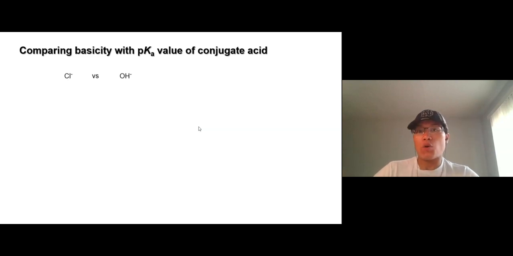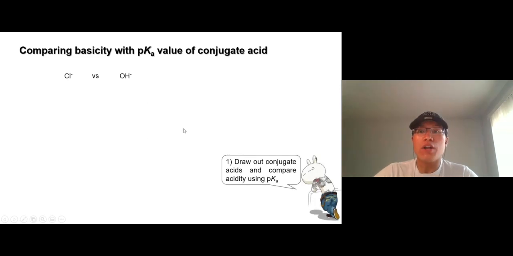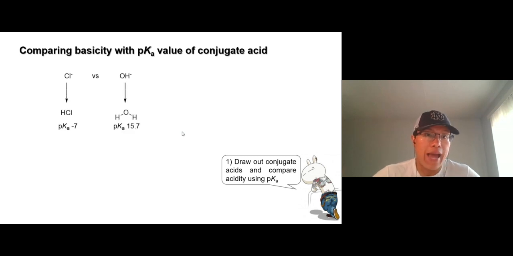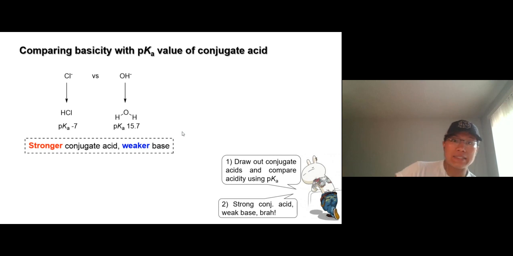Let's say I ask you, we've got chloride ion and hydroxide ion, who's more basic? Now, you don't have to look up pKb. Use the pKa value, and here's how we do it. First of all, you draw the conjugate acids of these two, and you compare the pKa of them, who's more acidic. The conjugate acid of chloride ion, of course, is hydrochloric acid, and for the hydroxide ion, that's water, right?